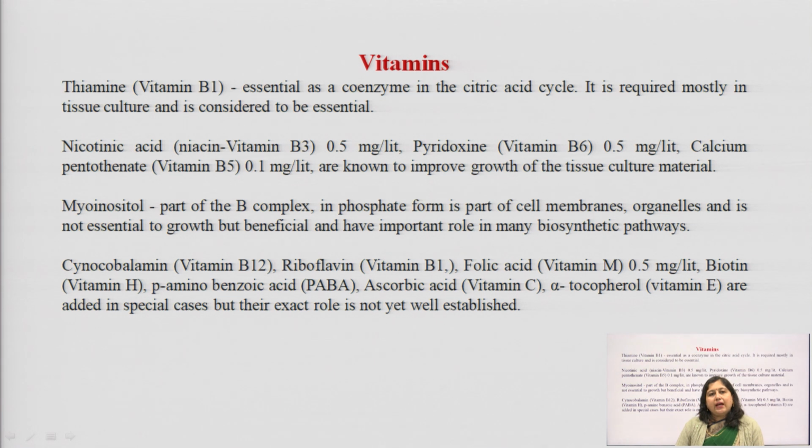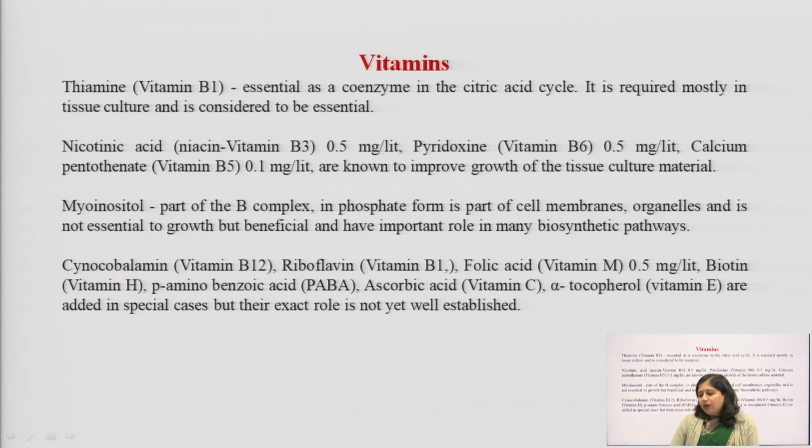For example, thiamine, which is vitamin B1, is an essential coenzyme in the citric acid cycle, and it is required mostly in tissue culture and is considered to be essential. Nicotinic acid, which is vitamin B3, is required in a concentration of 0.5 milligram per liter. Pyridoxine, vitamin B6, is required in the concentration of 0.5 milligram per liter. Calcium pantothenate, which is vitamin B5, is required in 0.1 milligram per liter. These are known to improve the growth of the tissue culture materials.